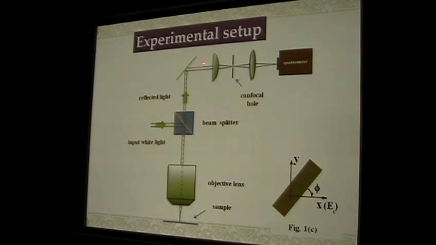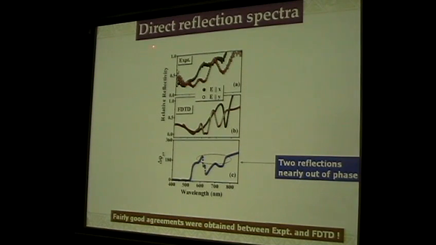And then we took the sample to our experimental collaborators, and this is the experiment setup. I won't bother you with the details. Basically, we can measure the reflection for different polarizations. So the first step is we measure the direct reflection spectrum.